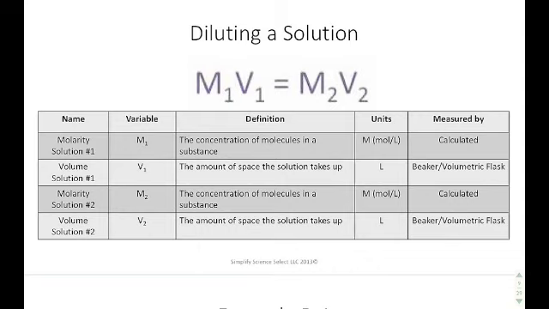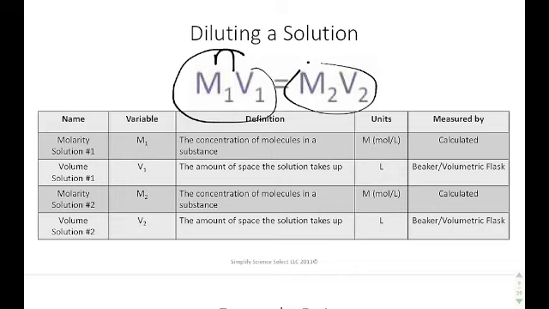Diluting a solution. So here's a formula for how you make a dilution, how you create a different concentration using something. What you're doing right here is M1V1. What this represents is when you take molarity and multiply it by volume, what you're really calculating is the number of moles. And what you're saying is the number of moles is constant here. You're not reacting it with anything. You're just saying that these two things equal each other.